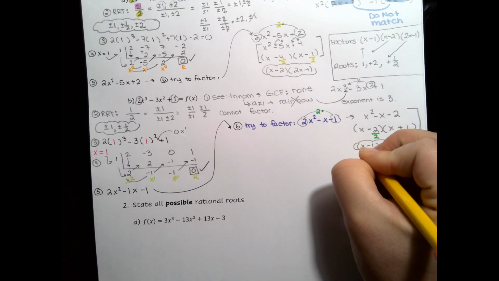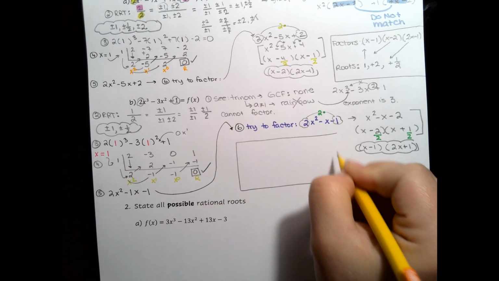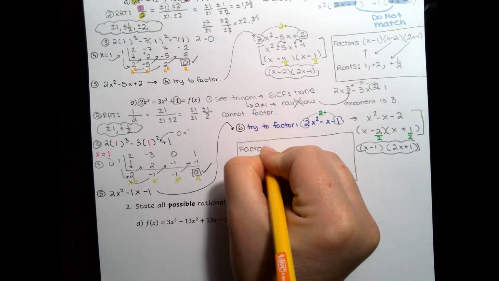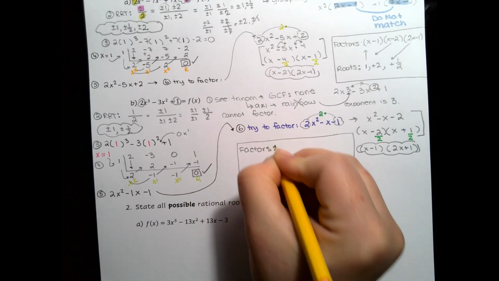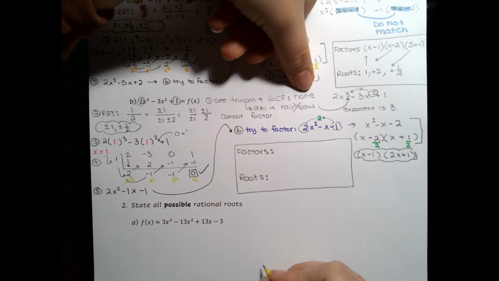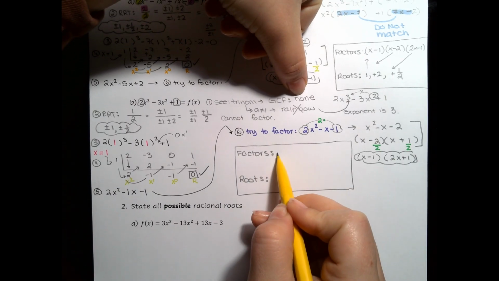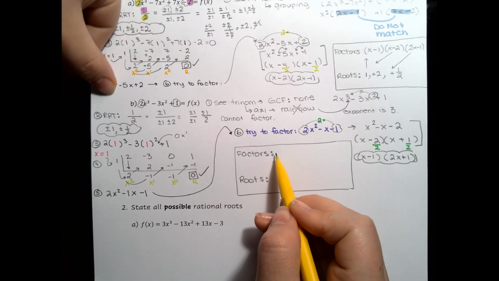Okay, putting that in a thinking bubble because that's not our answer. Let's go ahead and have some space here. Write our answer box. We want our factors. We want our roots. Okay, step number 1, we're going all the way back up here and we're looking for a GCF. That's going to be our first factor. If yes, we have a GCF, we write it here. We don't have any, so we're moving on to step number 3.